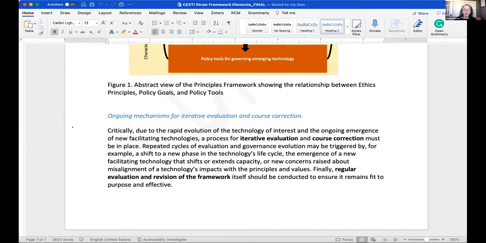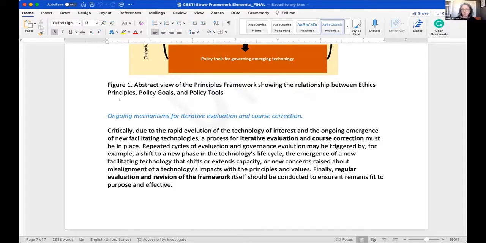And then we'll also need ongoing mechanisms for iterative evaluation and course correction, right? As George said, the principles won't change, but the circumstances around this and the technology are certainly going to change. And there'll need to be a process for iterative evaluation and course correction, not only for the review of technologies, but also for the evaluation of the framework that's produced to ensure that the framework itself remains fit to purpose and effective.